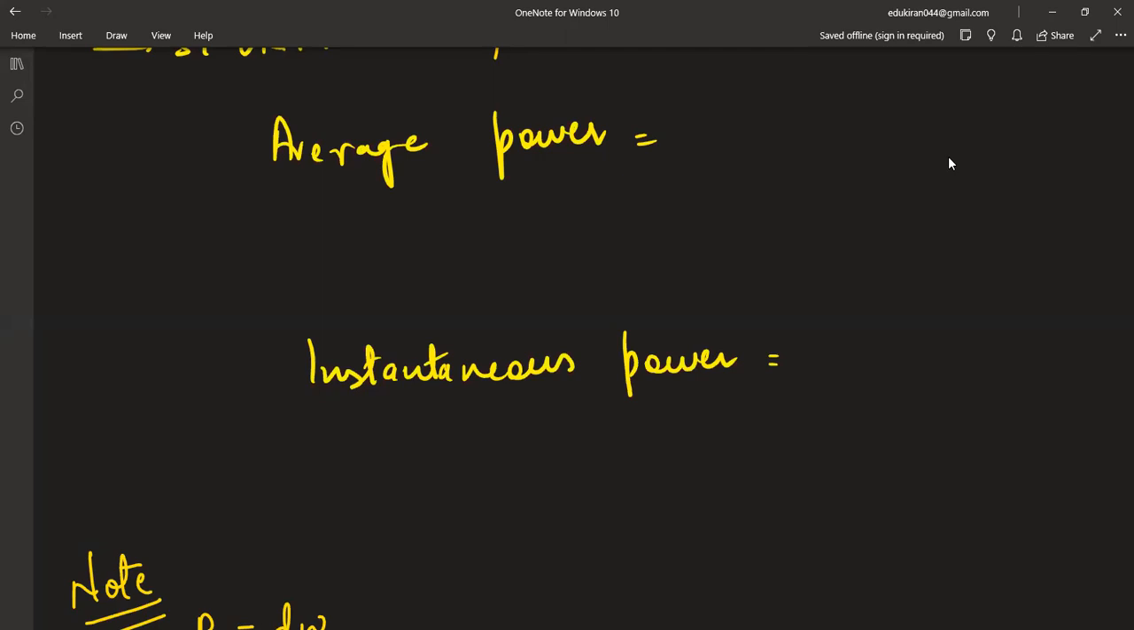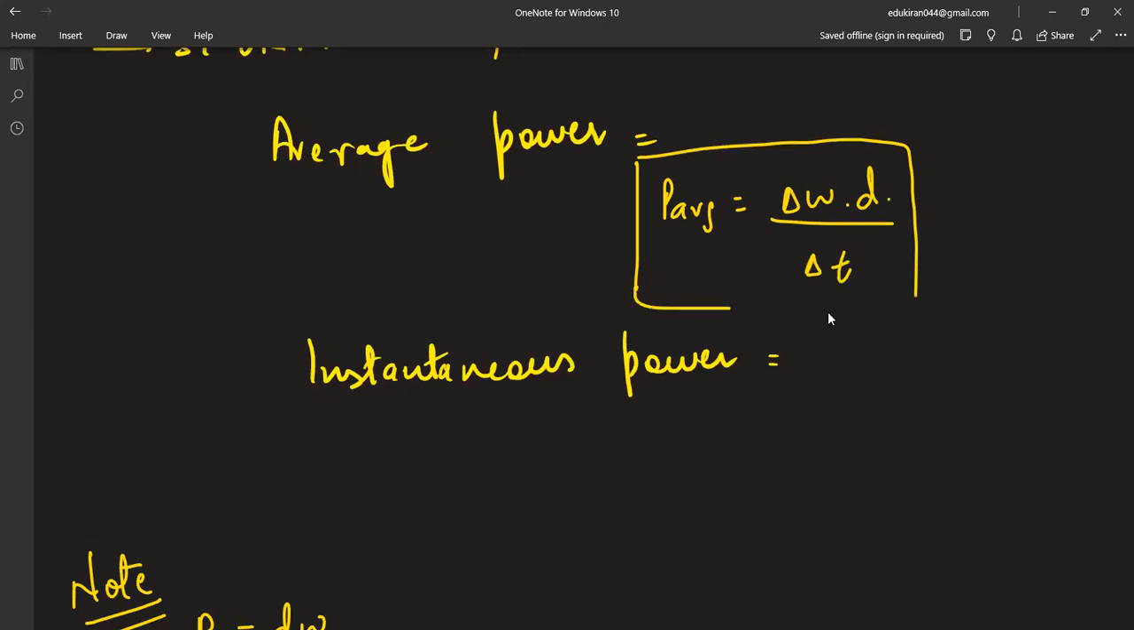Then we calculate the average power. Average power is calculated by change in work done by change in time. How will you calculate this? See, change in work done is basically final work done minus initial work done. Change in time is final minus initial time. This is how you will calculate it.